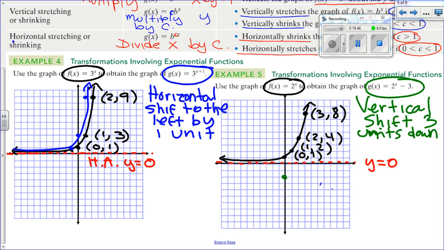1, 2 will become, what is 2 minus 3? -1. And then what is 4 minus 3? What is 8 minus 3? 5. Now, before I trace my graph, I need to notice something. The horizontal asymptote is also going to be shifted 3 units down. So what is 0 minus 3? -3, right? So we will have the horizontal asymptote for the transformation here.